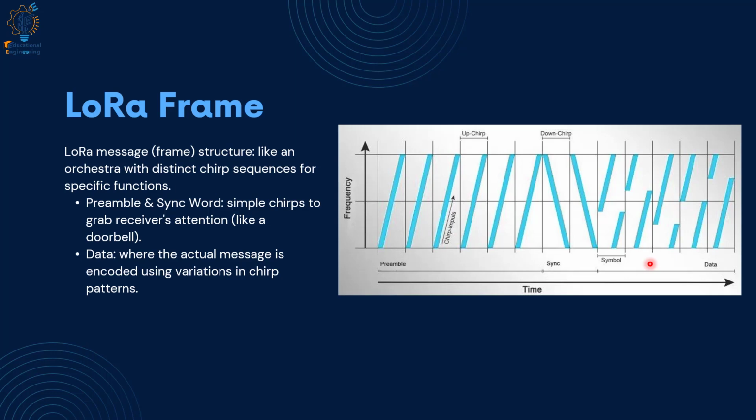Well, in simple terms, a symbol is a small piece of information. For example, in a message saying hello, each letter of this word, H-E-L-L-O, is a symbol. And digitally, each symbol is represented in zeros and ones. So each block in the data part represents a symbol. The way that chirps change helps the receiver figure out which symbol is which letter.